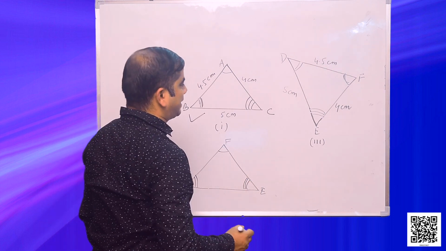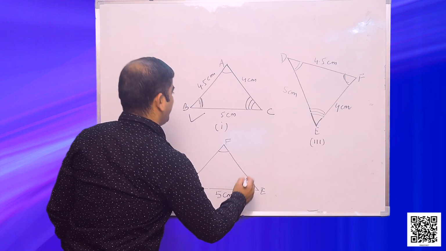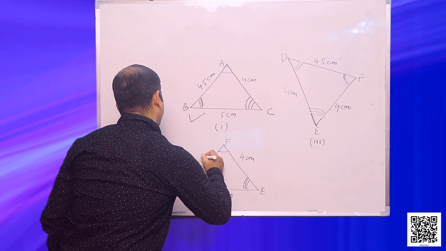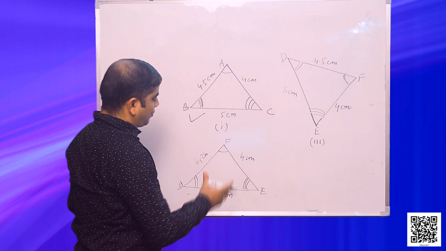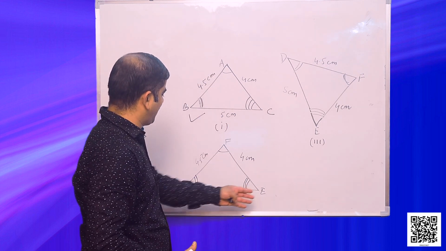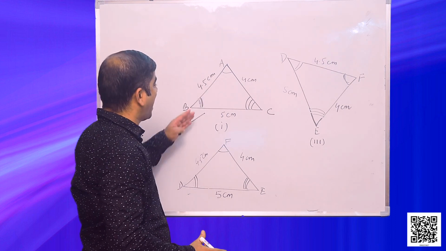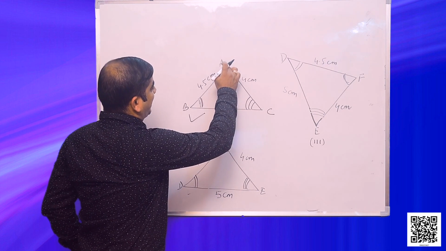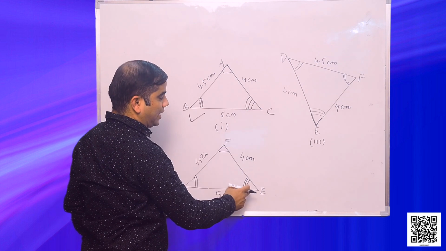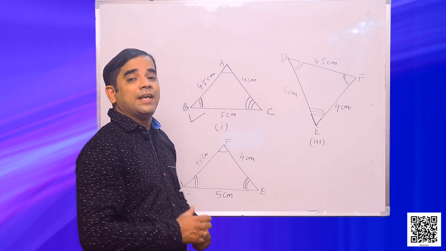So let us write down the measurements first. D is of 5 centimeter. EF is of 4 centimeter and DF is of 4.5 centimeter. So now you can clearly see that AB is equal to DF, AC is equal to EF and BC is equal to DE. So the corresponding sides of the triangle are equal. Same way the corresponding angles: angle A is equal to angle F, angle B is equal to angle D, angle C is equal to angle E. So these two triangles are also congruent to each other.